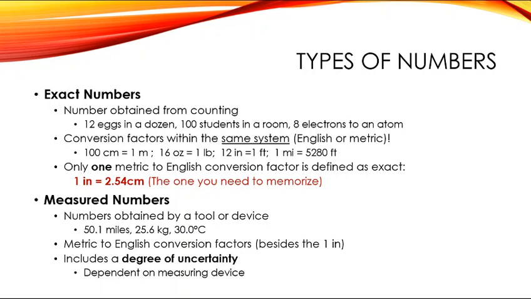There is only one metric to English conversion that I want you to be familiar with as exact, and that's the one that I told you to memorize at least 3 times in these last videos. And so that 1 inch equals 2.54 centimeters is the only conversion that we're going to classify as an exact conversion. Every other value that we're going to be dealing with throughout this semester is going to be called a measured number. And as the name kind of implies, it's a number that is obtained from a measuring device. And so again, it can be a scale, it can be a thermometer, it can be anything, or a mass spectrometer. Those numbers are going to be measured some way.